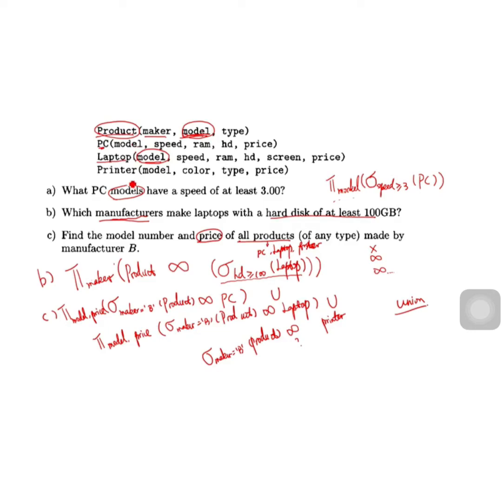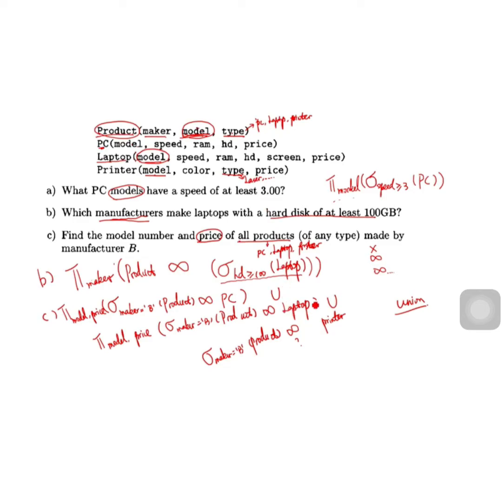Model, type. There are two relations with same name. We can find these two attributes. This type is PC, laptop, or printer. It's a type of product. And this type is laser, and so on. It's a type of printer.